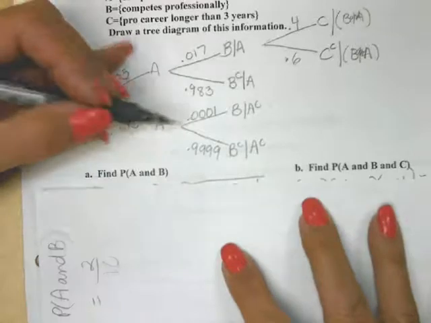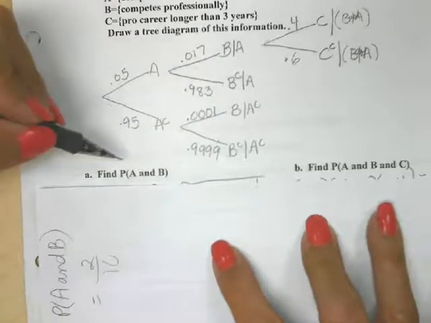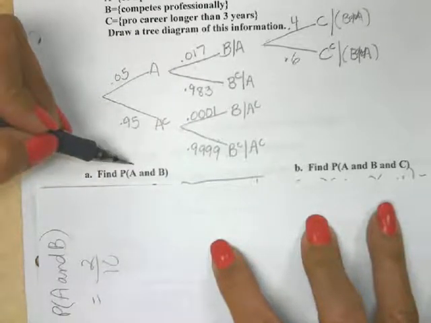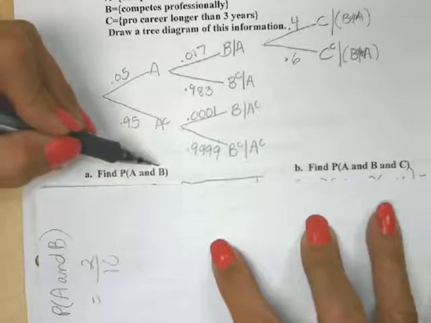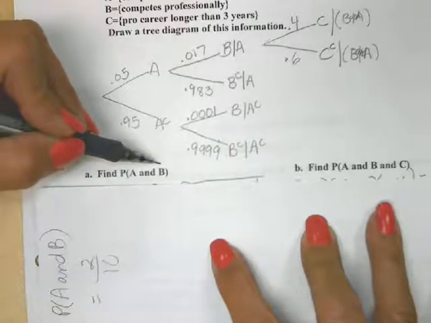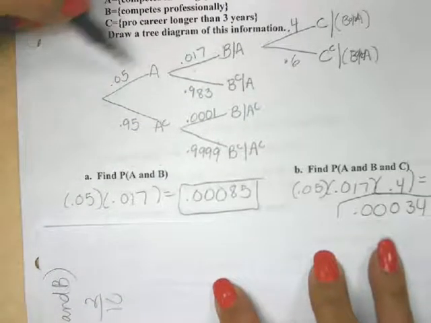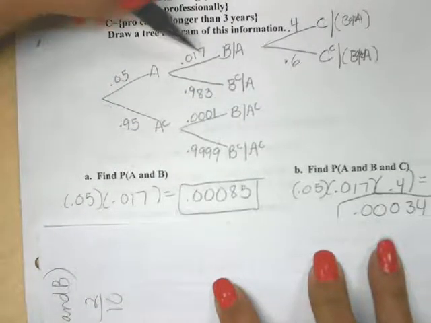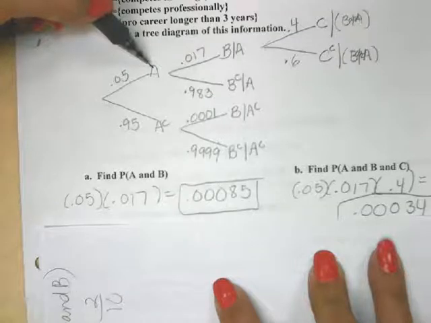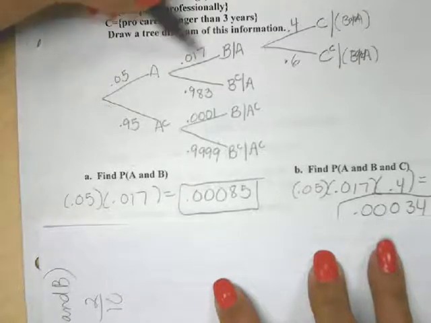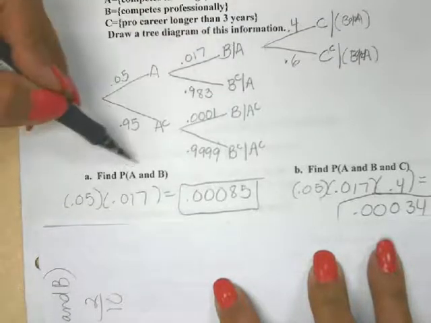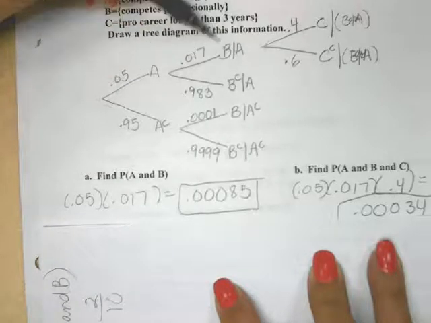I want to find the probability that someone not only competes in college, but the person also competes professionally. And to find that probability, I literally multiply these two values together. I find the probability of A times the probability of B given A. And remember, this answer is not the probability of B. I don't actually know the probability of B. We're going to find that below.